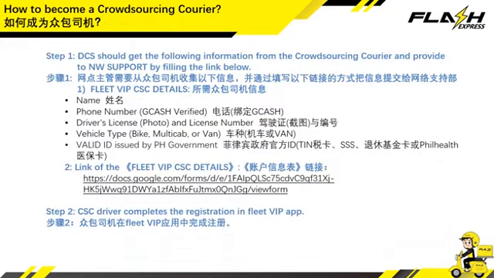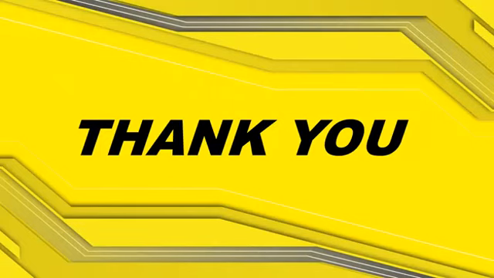How do you become a crowdsourcing courier? We have 2 steps to follow. First, once the DC has found possible candidates for crowdsourcing courier, the DC supervisor will get the following information from the crowdsourcing applicants and submit it to network support through the link provided on the screen. The next step is the crowdsourcing courier completes the registration and the authentication in the Fleet VIP application. And that's all for the first part of our crowdsourcing handbook. Thank you!